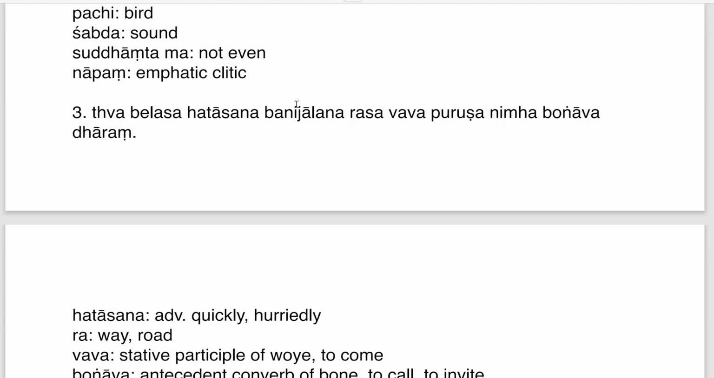And also your point is right. If we have a comma here, we might think it modifies the banijala, but no, because it's ergative. And wowo does not often go with an ergative subject since it's intransitive. So we translated the stative participle wowo as who came on the road. Could we also say like the men coming on the road? Yes.